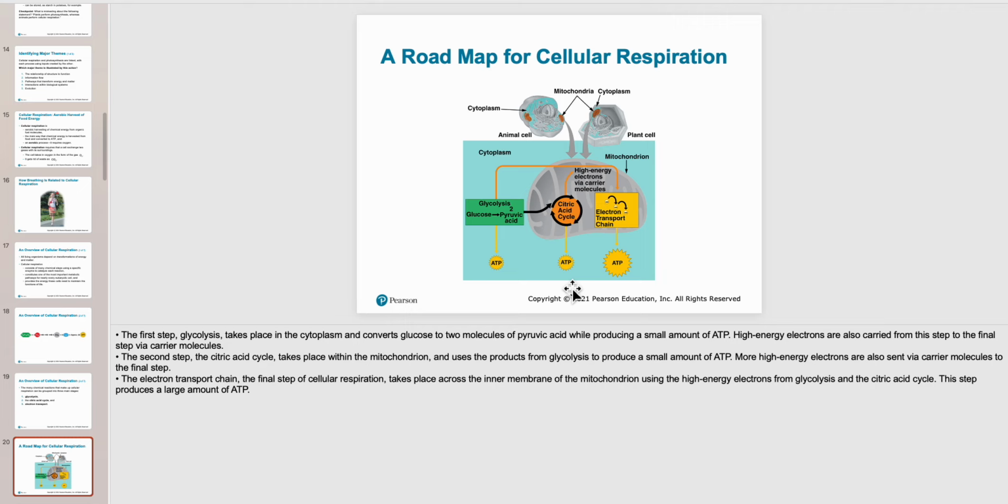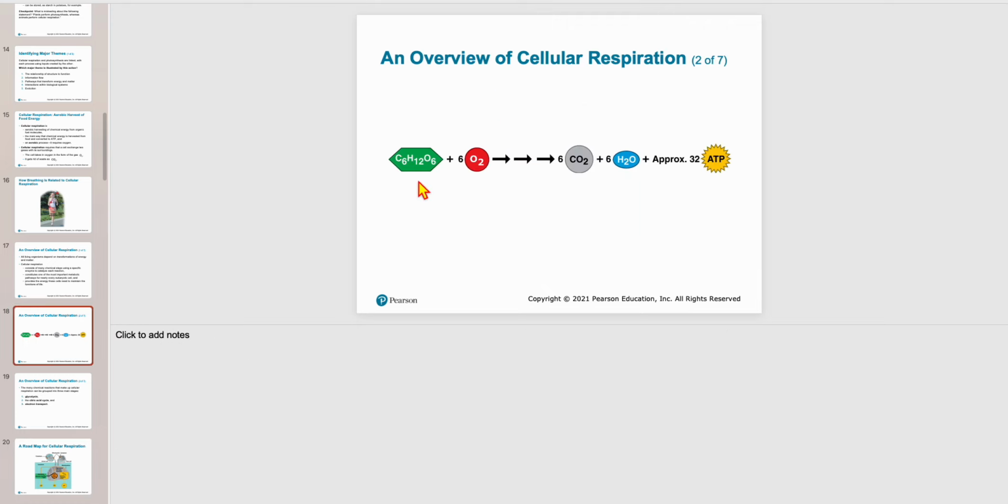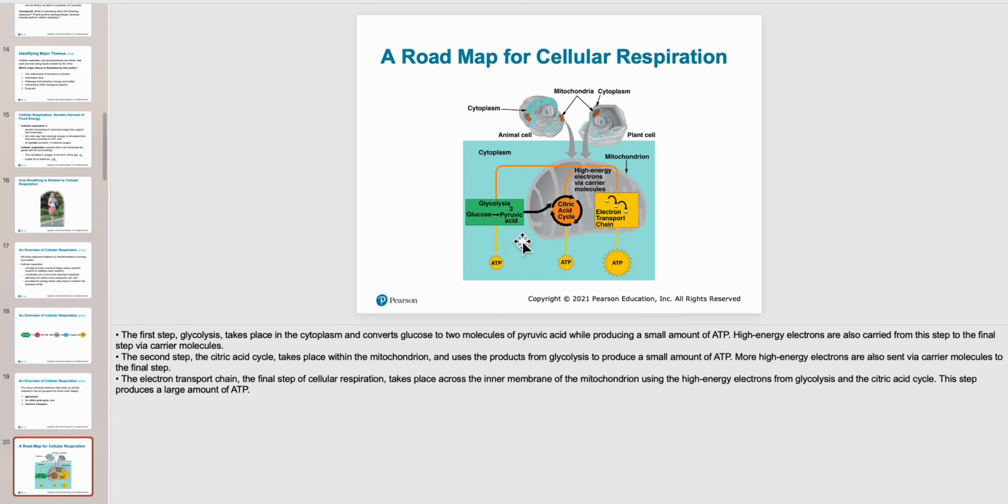Now, let me backtrack real quick. We saw glucose in our formula here. Let me show the formula again. We saw glucose having 6 carbons. But when I go to this pyruvate, it only has 3 carbons. And we'll see that in a later picture.